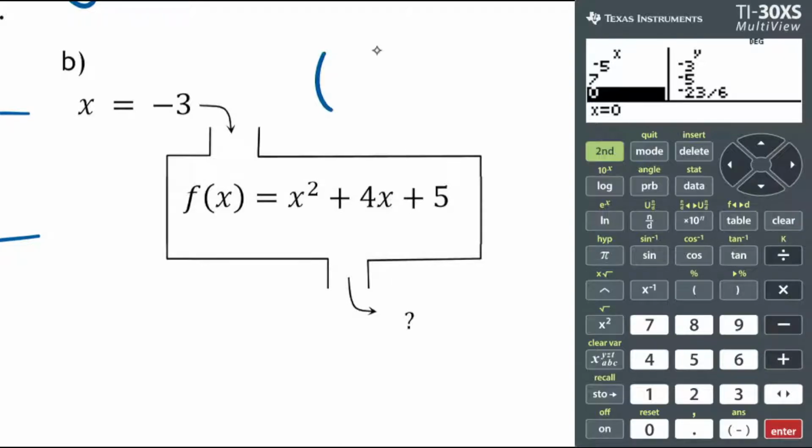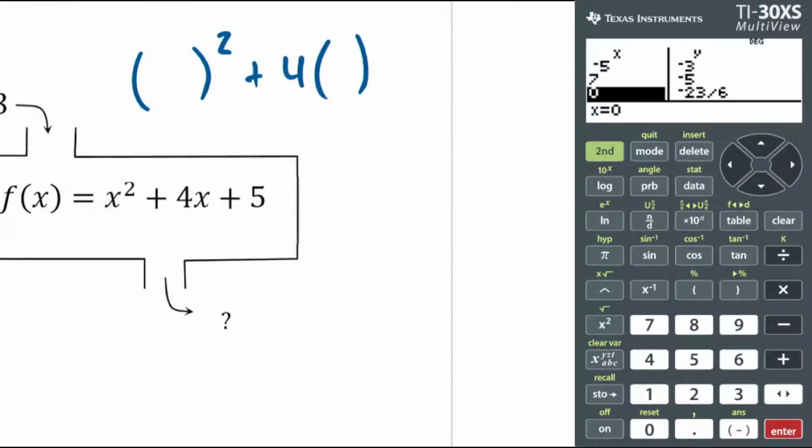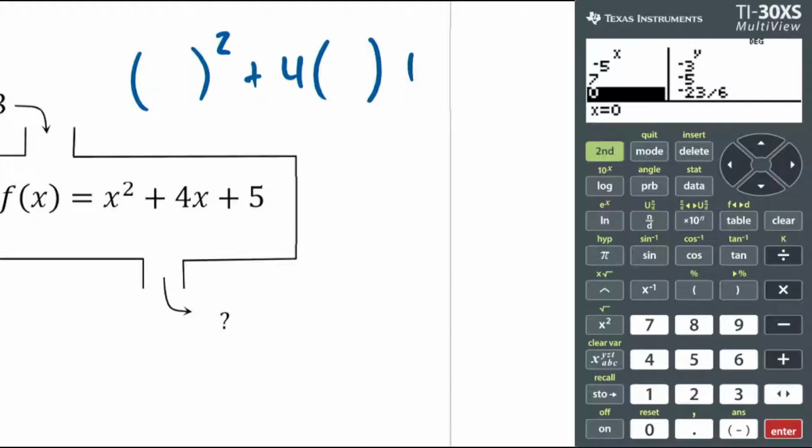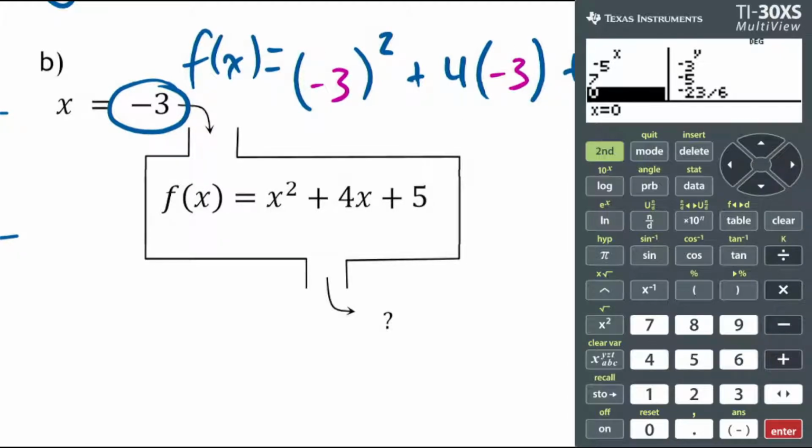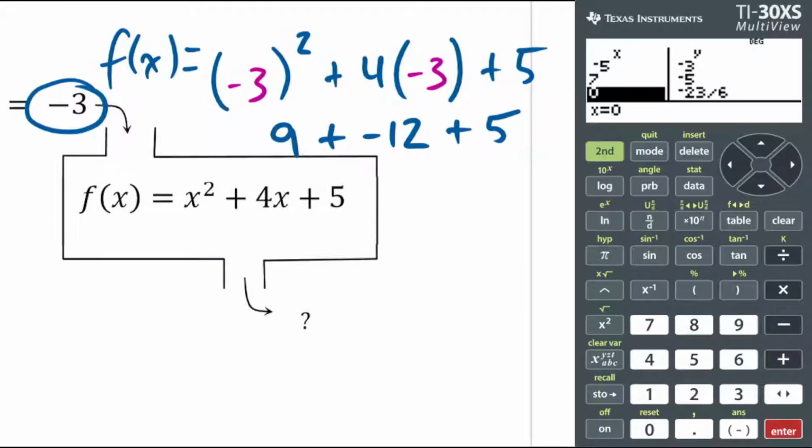This says you're going to take x and square it, plus you're going to take 4 and multiply that by x, and then you're going to add a 5. I set this up like this because I know this is what the function f of x is, and I'm going to be placing the number negative 3 in that. So negative 3 lands here, and negative 3 lands here. So what do I have? Negative 3 times negative 3 is going to be the number 9, plus 4 times negative 3 is going to be negative 12, so I'll be subtracting 12, and then plus the number 5. So I'm looking at 9 minus 12, and then plus 5.